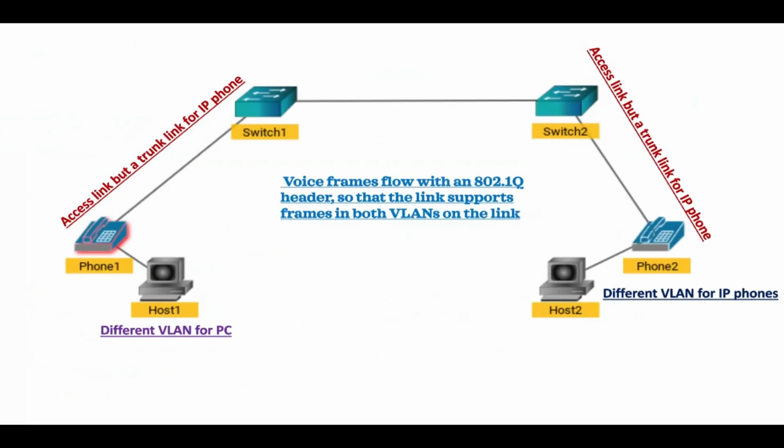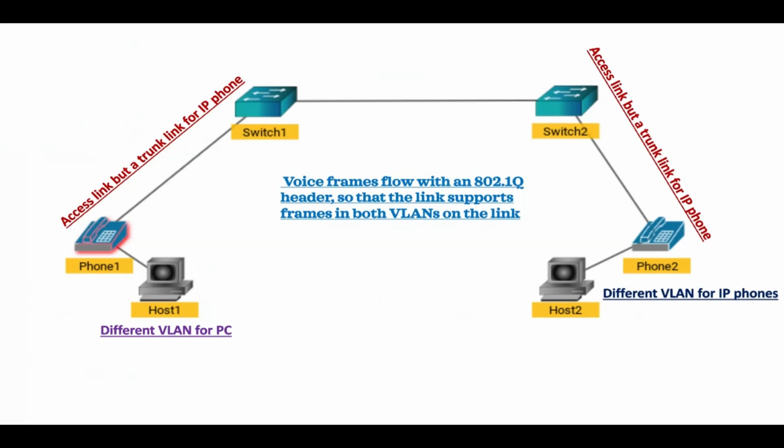Let's look at this topology. We see that a PC is connected to an IP phone switch, which in turn is connected to the main switch. The PCs and the IP phones are meant to be in different VLANs. A switch access port allows just one VLAN, however, IP phones are the exceptions.